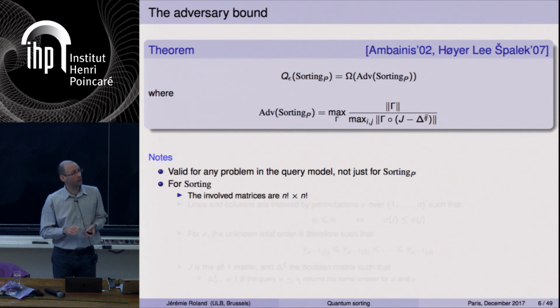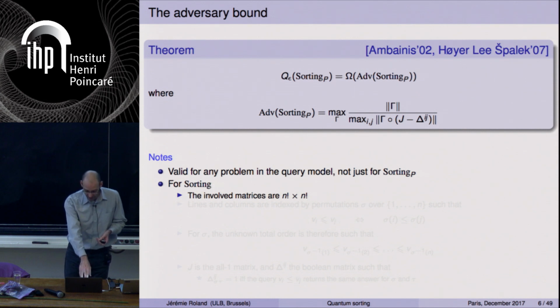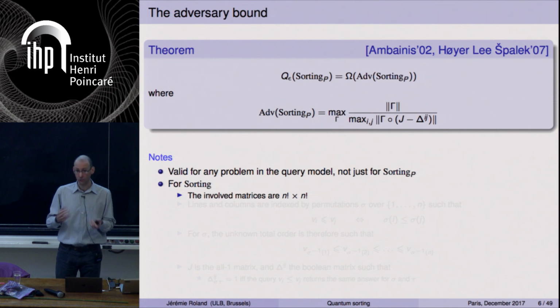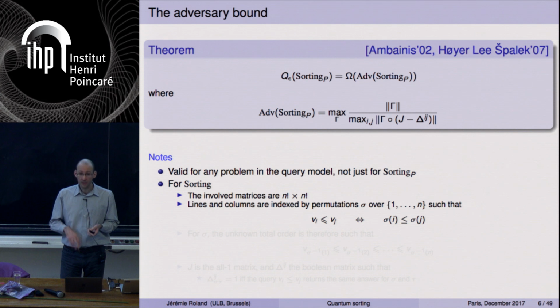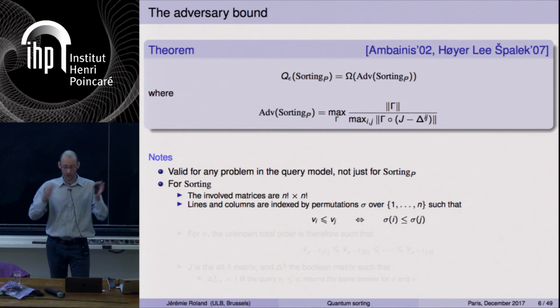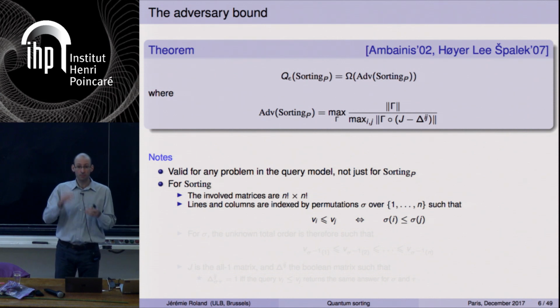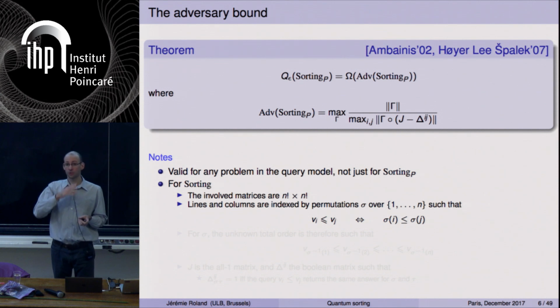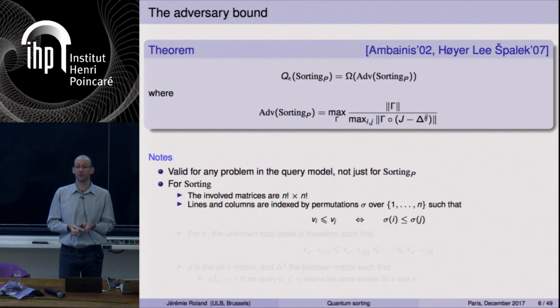So for sorting, all the matrices that are involved, so gamma, J, and delta, are all matrices. And the size of the matrix in this case is n factorial times n factorial. Because indeed, the lines and the columns of your matrices are indexed by permutations over the set of integers from 1 to n. And so each line and each column corresponds to a permutation, and this permutation corresponds to one possible way for the oracle to behave.